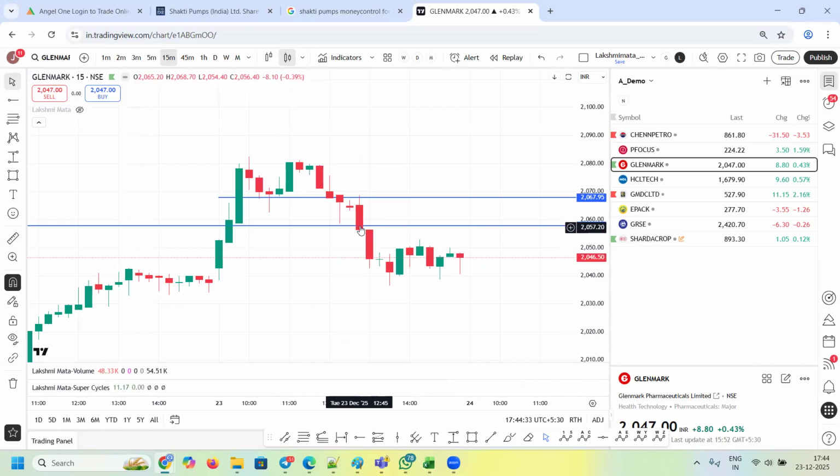Two solid red candles, two candles of this size, are like one big red candle from here to here. Then don't wait because it will go sideways. That is the logic which you need to remember. That time you will not get scared. Okay.